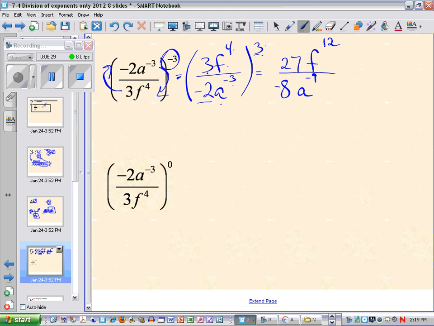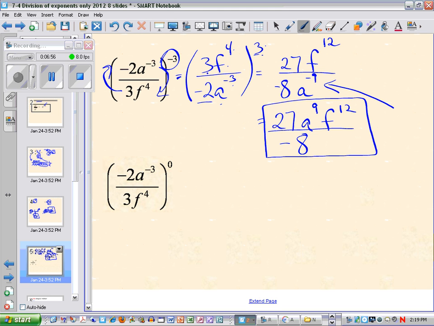So we're almost done. One little problem. We've got a negative exponent. So as we've been talking about, the negative exponent will cause the base to flip positions. So the a to the ninth will go to the top. So now we have 27, a to the ninth. F to the 12th stays. Negative 8 in the denominator. So, as we learned before, anything to the 0th power, 1.